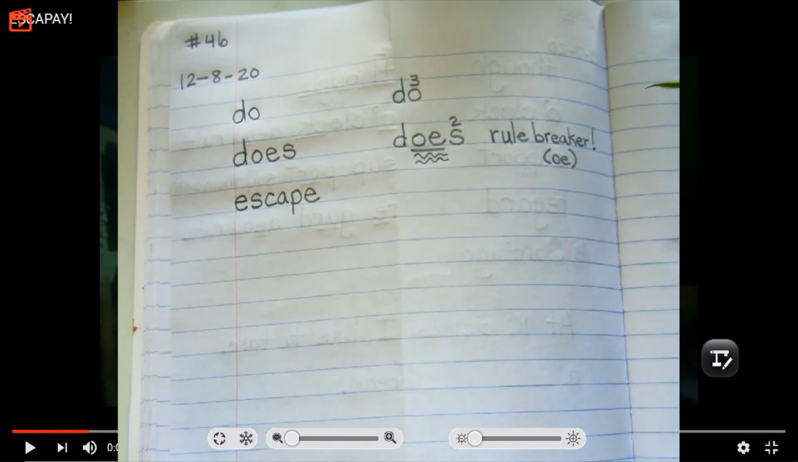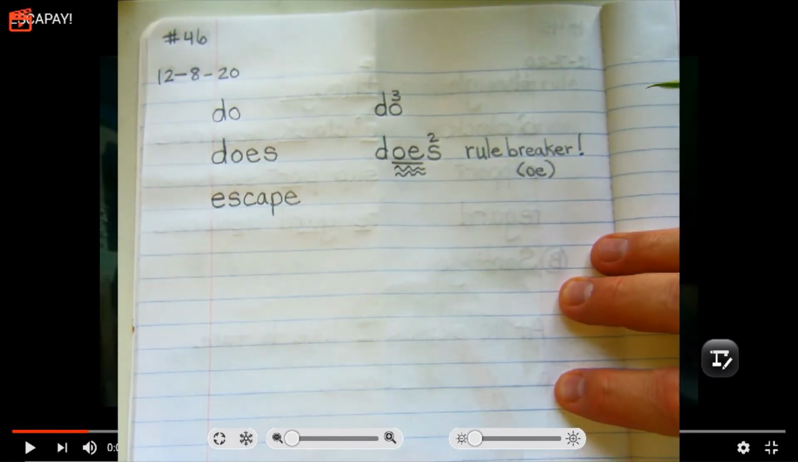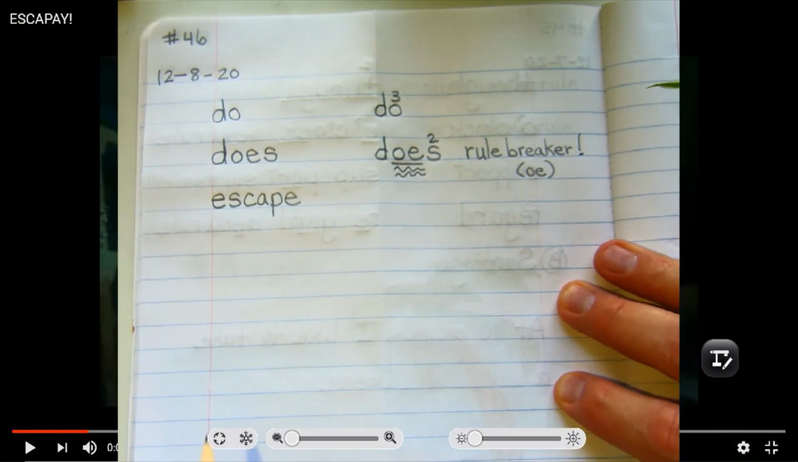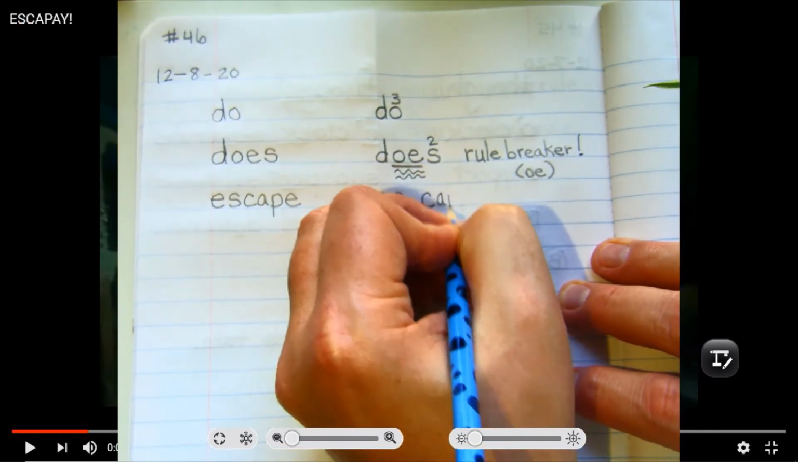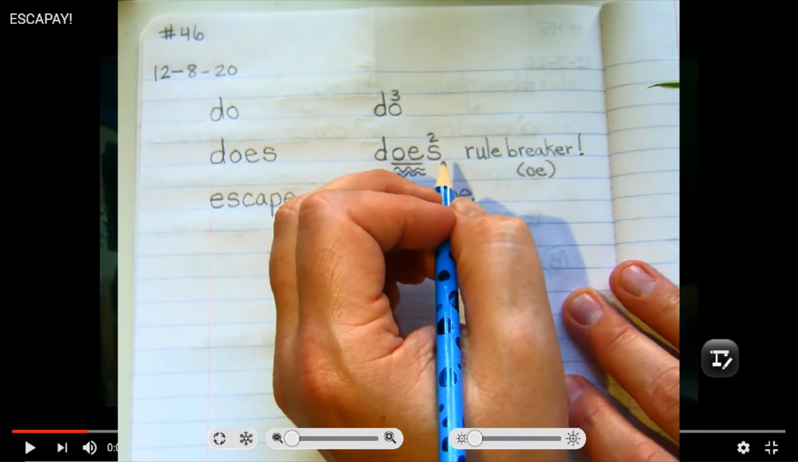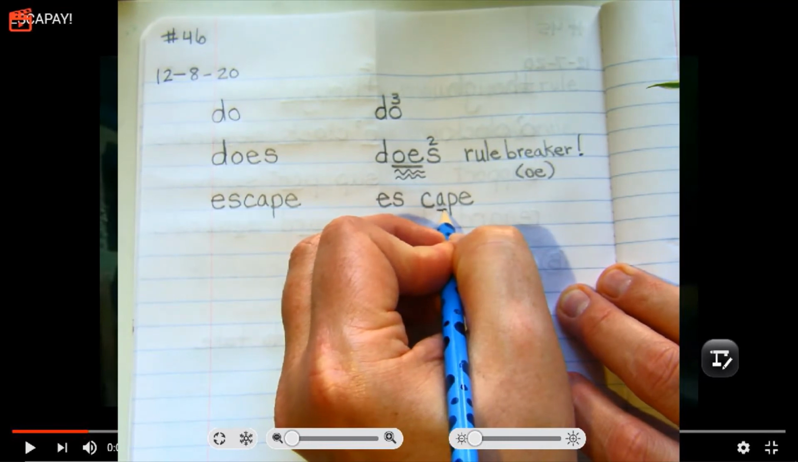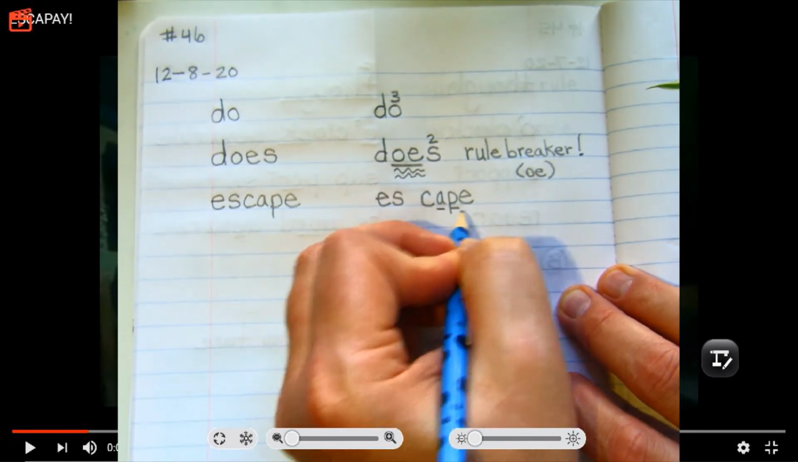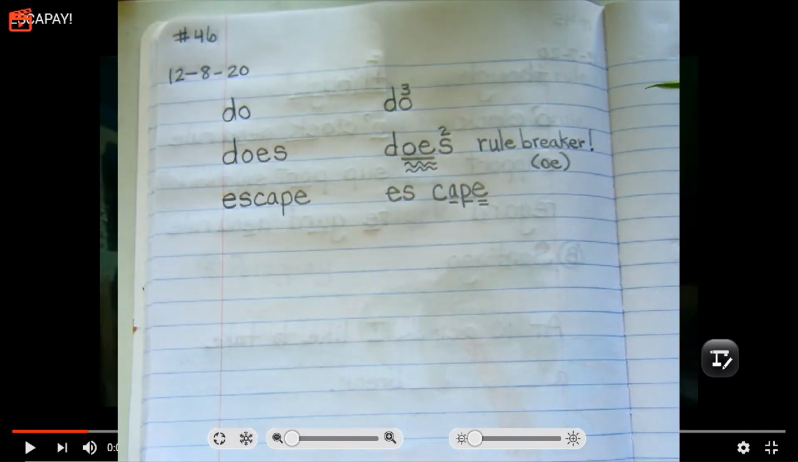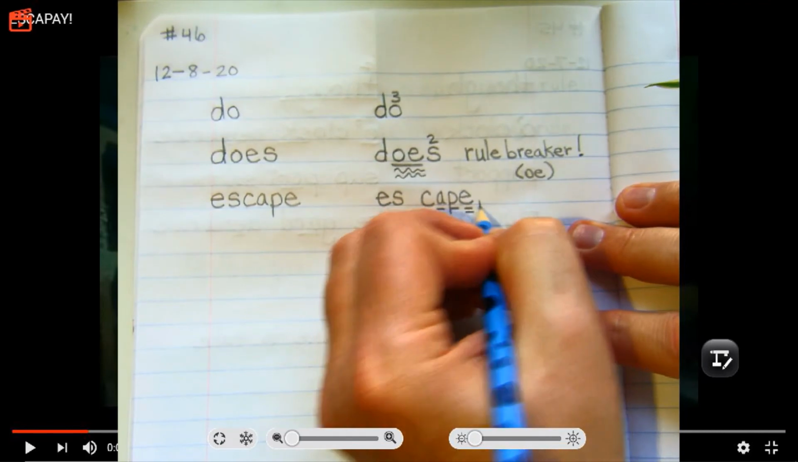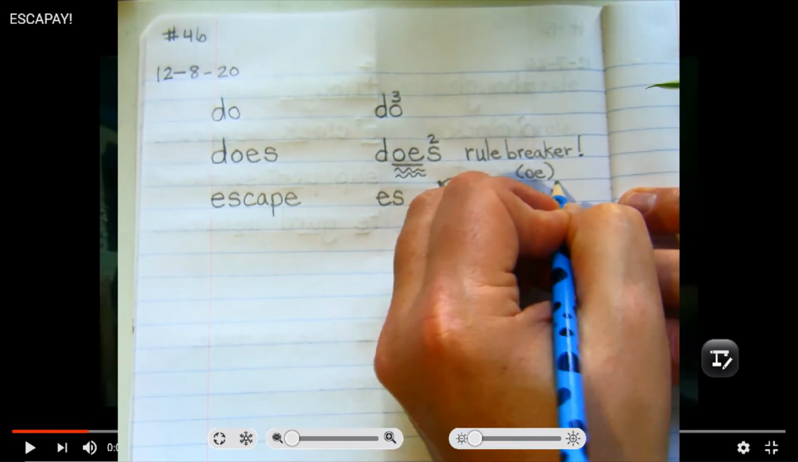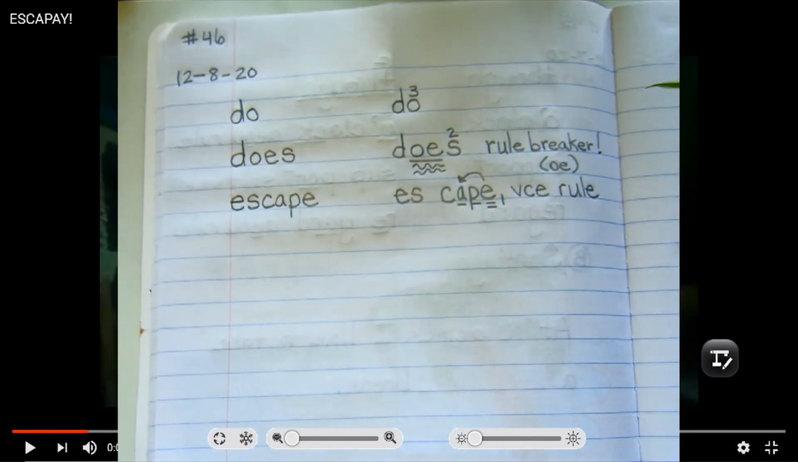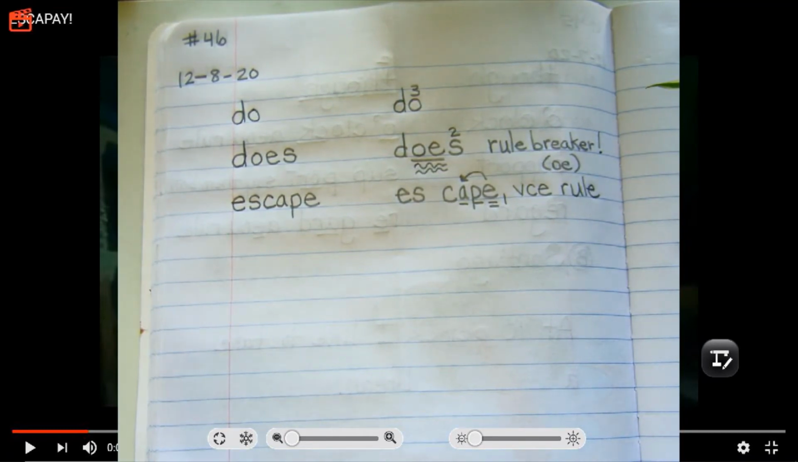Pause for a moment. Analyze escape. How many syllables in escape? Right. Two. E, s, finger space, cape, escape. Vowel saying its name sound. Consonant, silent E. Which rule is that, scholars? Correct. The VCE rule. The villainous E, who hopefully will not escape once he is captured. Escape. Escape.